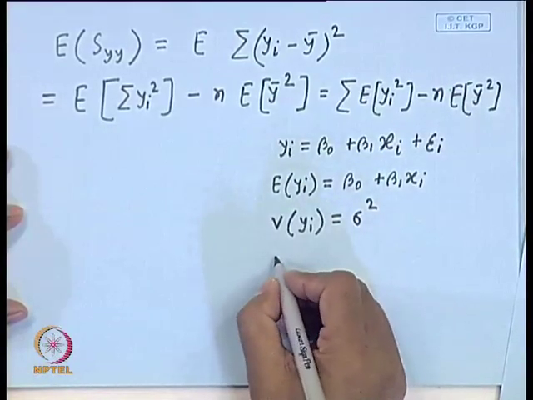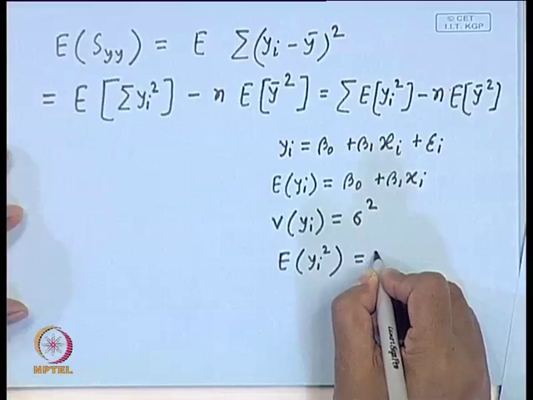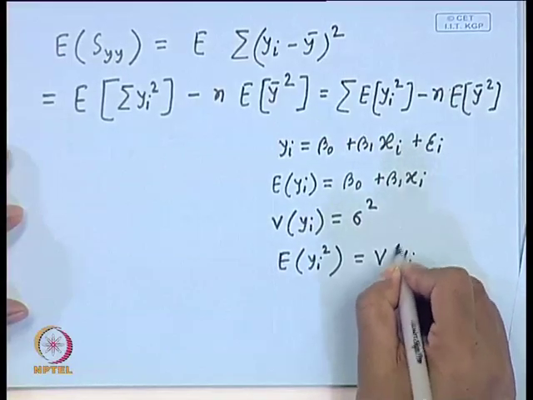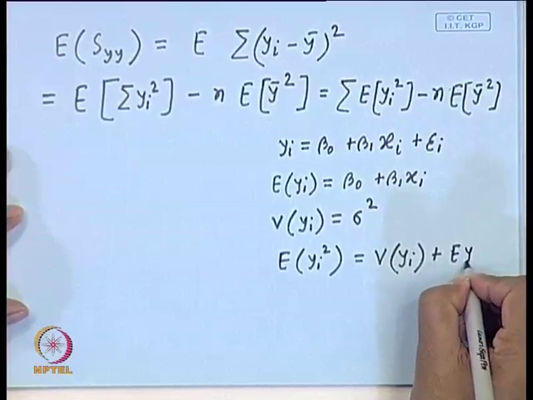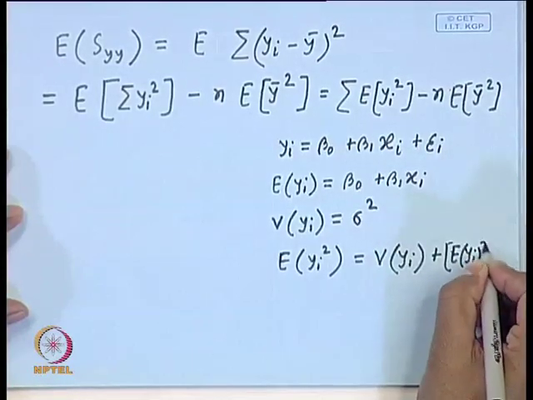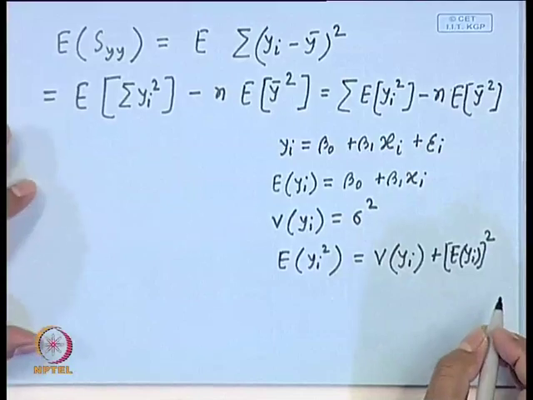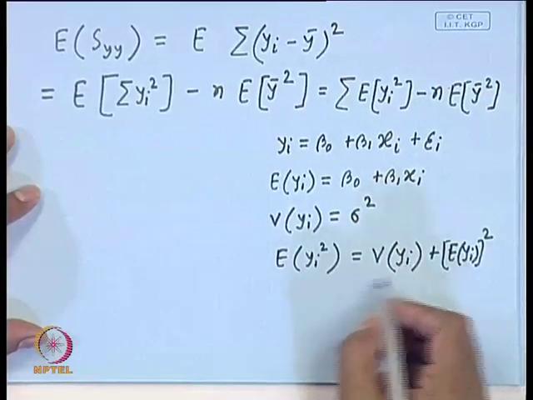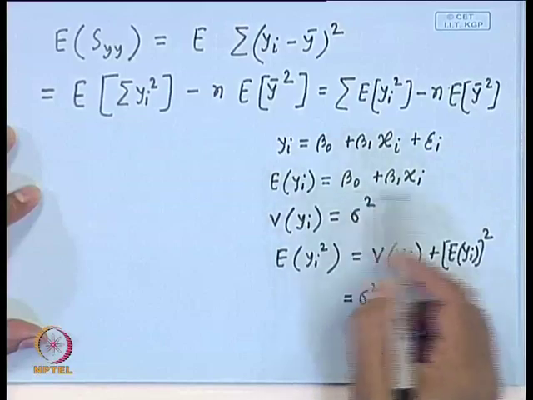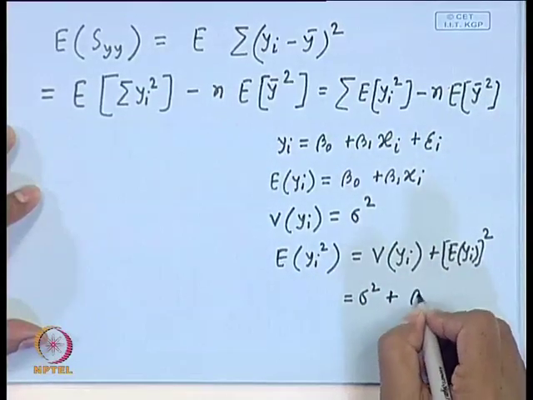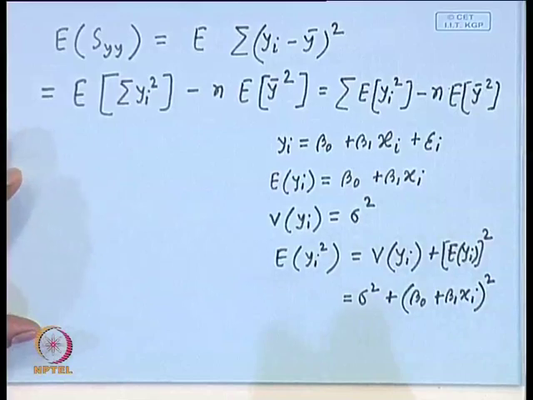Now, the expected value of y I square is equal to the variance of y I plus the expectation of y I whole square. This is from the definition of the variance. The variance of y I is equal to sigma square and the expectation of y I is this quantity. So this is equal to sigma square plus beta naught plus beta 1 x I whole square.